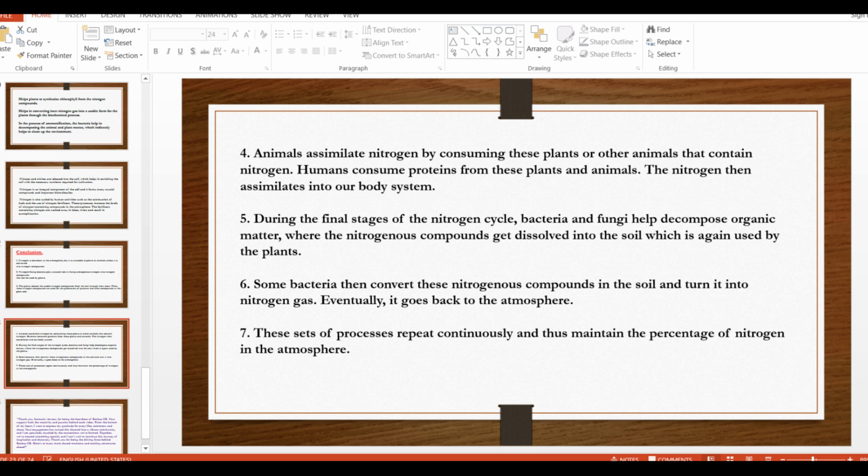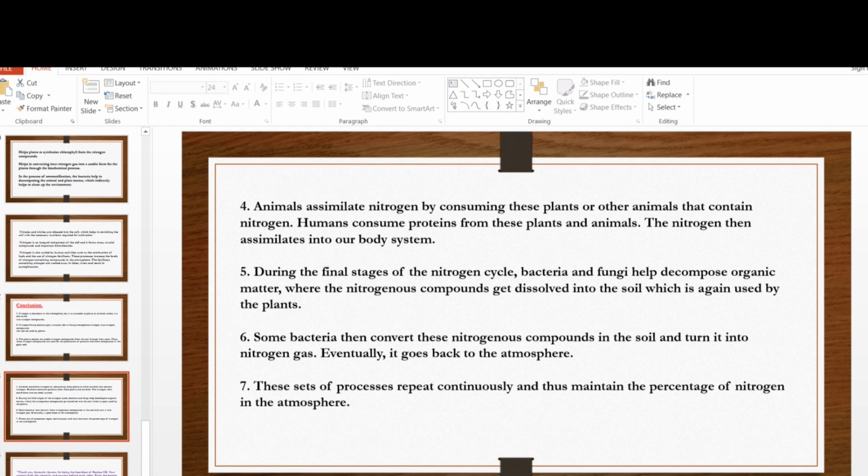5. During the final stages of the nitrogen cycle, bacteria and fungi help decompose organic matter, where the nitrogenous compounds get dissolved into the soil, which is again used by the plants. 6. Some bacteria then convert these nitrogenous compounds in the soil and turn them into nitrogen gas. Eventually, it goes back to the atmosphere. 7. These sets of processes repeat continuously and thus maintain the percentage of nitrogen in the atmosphere.